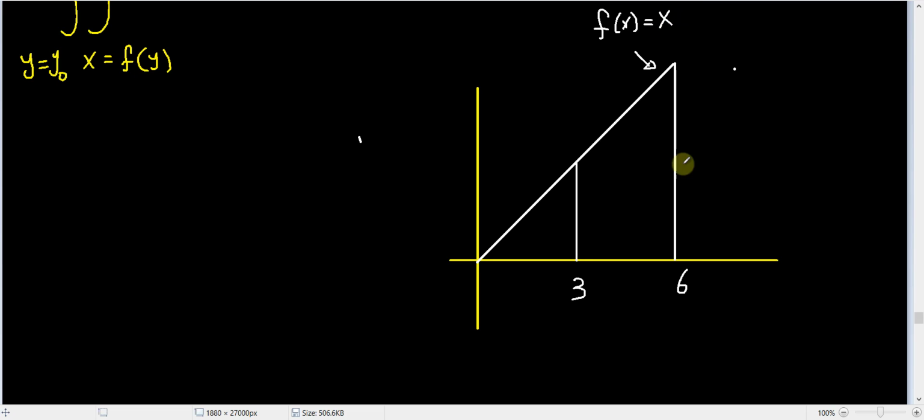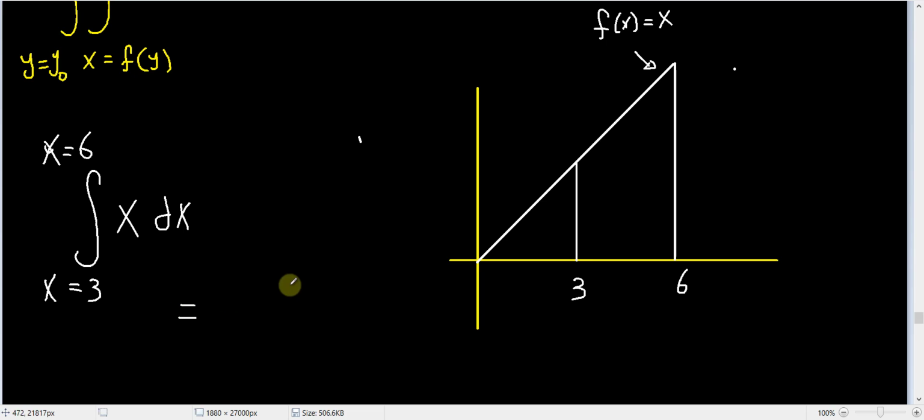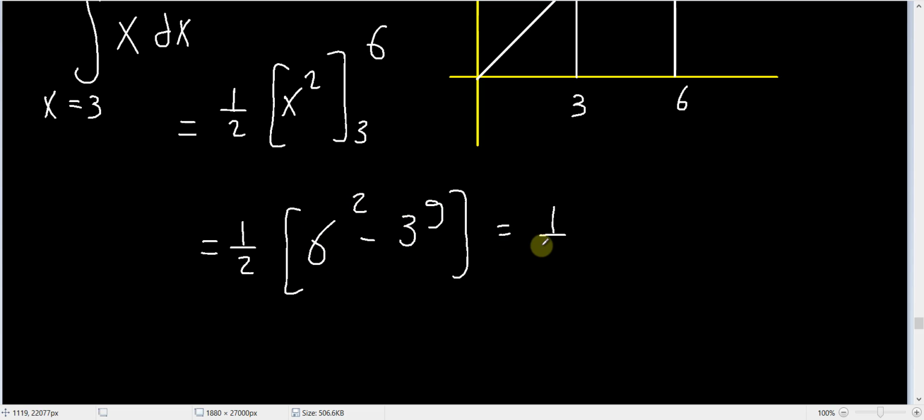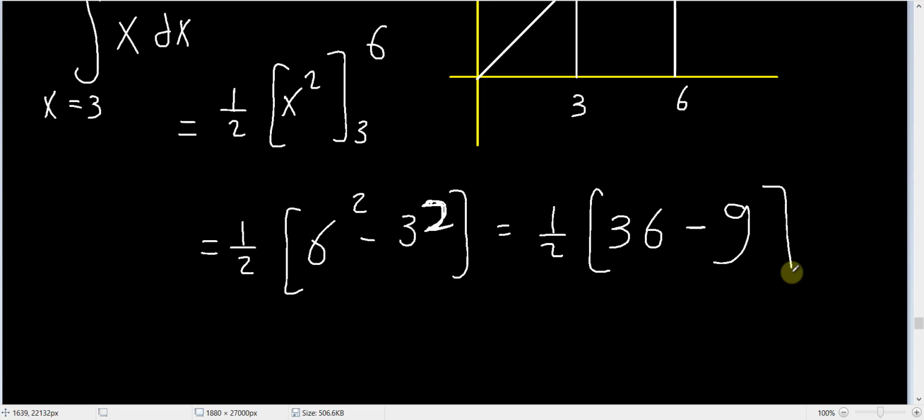Now I know that I can get this area by a single integration. So this integration can be written as the integration from x is equal to 3 up to x is equal to 6 of x dx. And so this area is really equal to x squared over 2 from 3 to 6. So this area is really equal to 1/2 multiplied by 6 squared minus 3 squared. So this is equal to 1/2. This is 36 minus 9. This is 3 squared, which is 9. So this is 27 over 2.